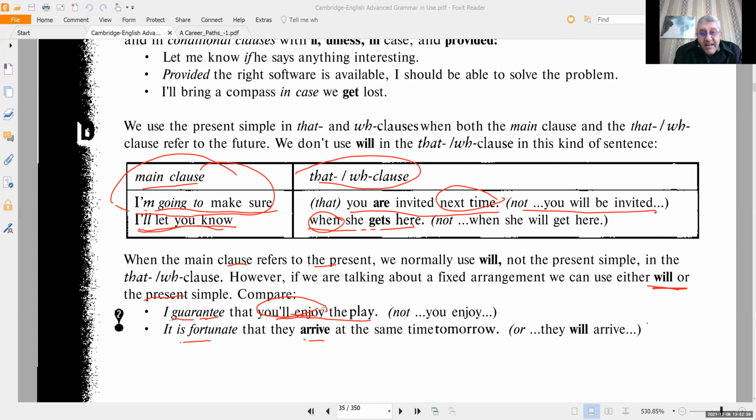لكن في الثانية إذا كنا نتكلم عن شيء محدد we can use will or the present حسب المعنى. يعني إذا كان هناك شيء يتكلم عن المضارع هنستخدم will. I guarantee أي أؤكد لك الآن that you will enjoy the play. It is fortunate that they arrive at the same time tomorrow. إذا هنا fortunate معناها من الحظ أو من الصدفة.